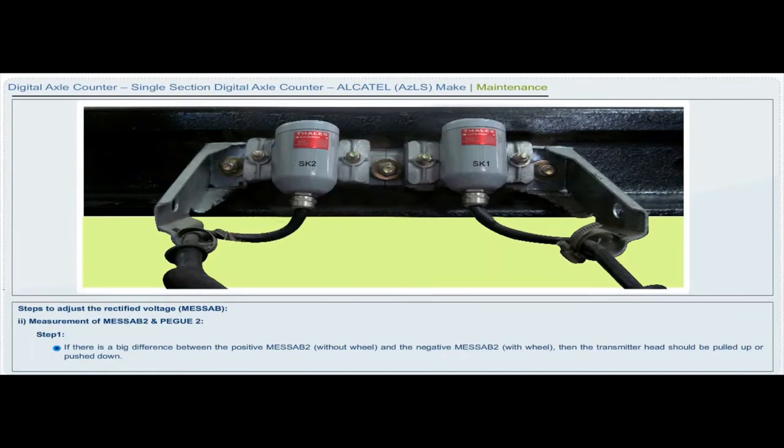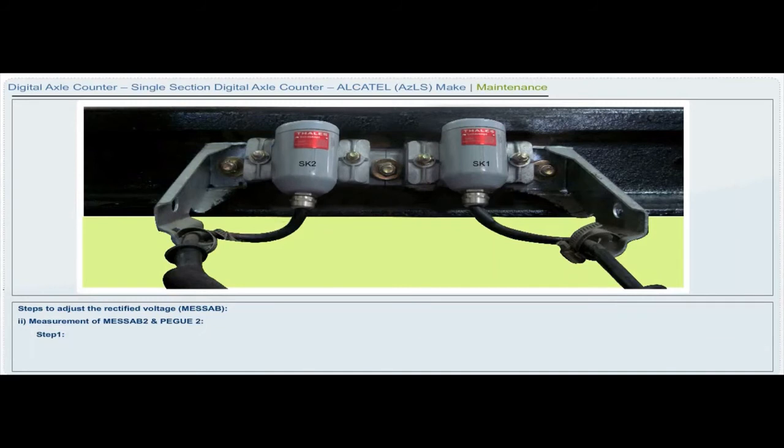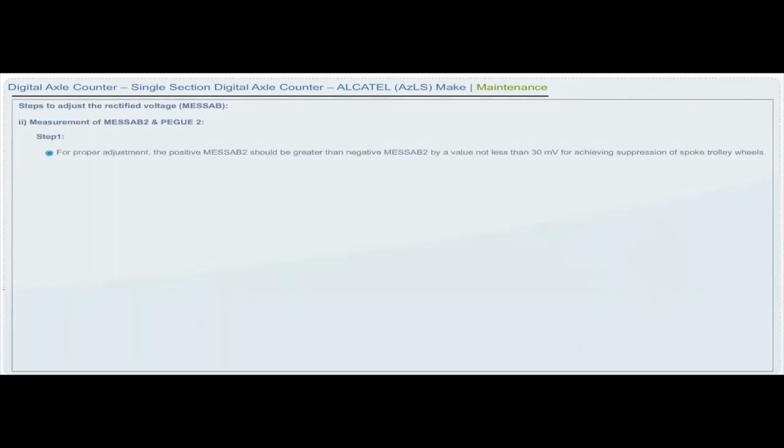If there is a big difference between the positive MESUB2, that is without wheel, and the negative MESUB2, that is with wheel, then the transmitter head should be pulled up or pushed down. Taking the transmitter head upwards increases the negative MESUB2 and decreases the positive MESUB2, and vice versa. For a proper adjustment, the positive MESUB2 should be greater than negative MESUB2 by a value not less than 30 millivolt for achieving suppression of spoke trolley wheels.